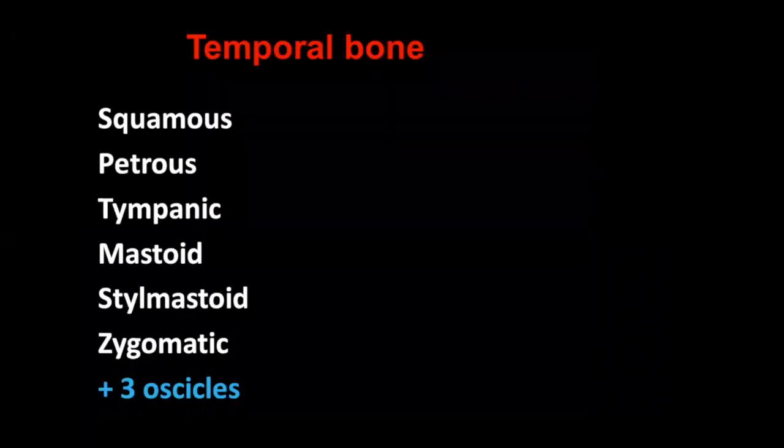Before I go into the large vestibular schwannomas, let me just take a few points and a few slides on the temporal bone. The temporal bone is made of the squamous part, petrous part, tympanic part, mastoid, stylomastoid process, the zygomatic part, and we can add the 3 ossicles. So it's made of 9 bones, as it were.